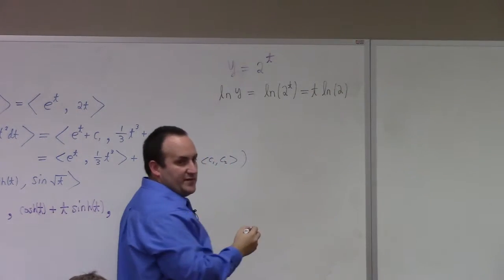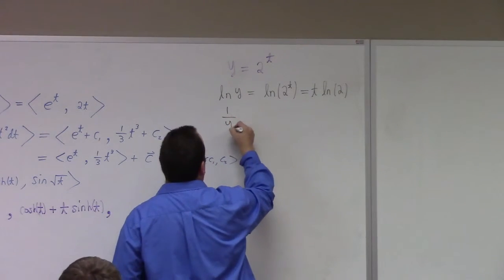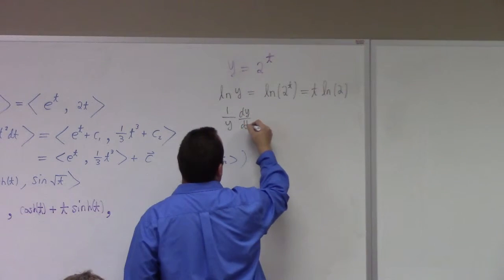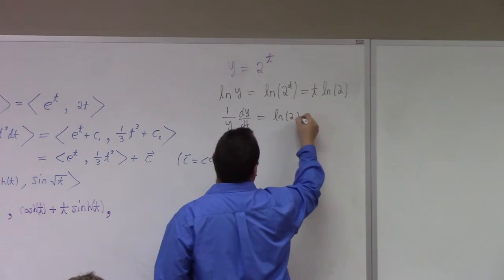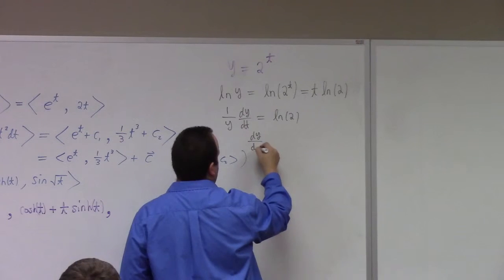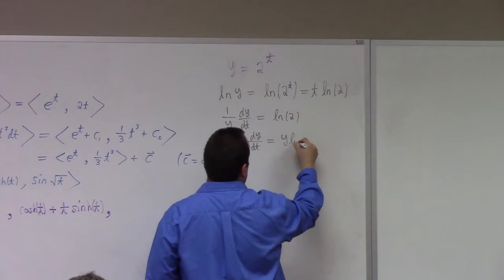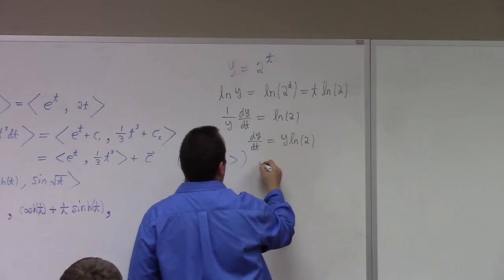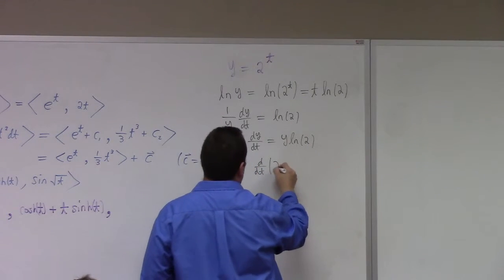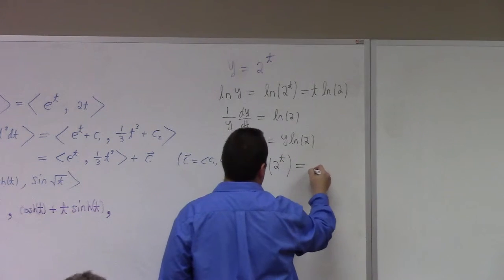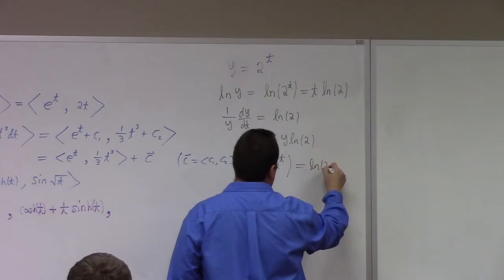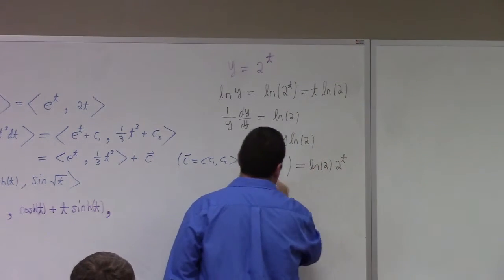Then I differentiate implicitly both sides. This gives me 1 over y dy dt is equal to natural log of 2. And then that gives me that dy dt is y times the natural log of 2. But you can recognize, as my daughter says, that that is derivative of 2 to the t times natural log of 2 times 2 to the t. You're thinking of integration.